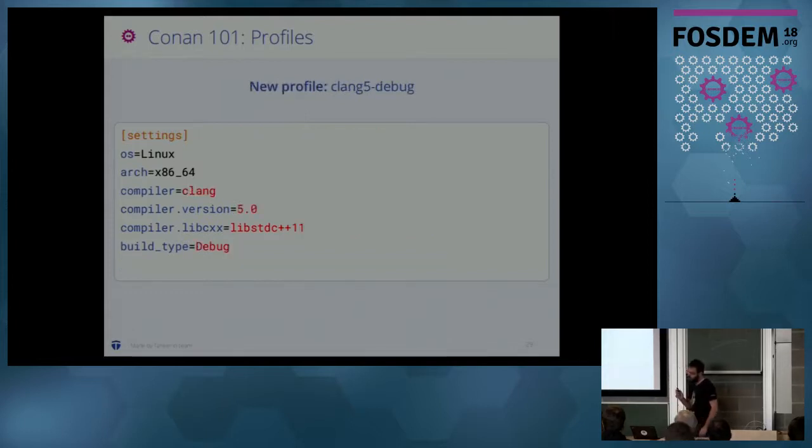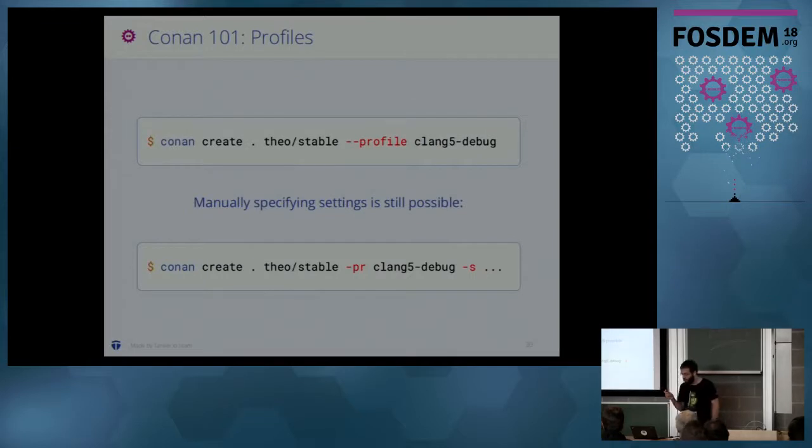So let's refactor our command line, and we'll use simply Clang version 5 with the newest ABI in debug mode. And now we'll simply rerun conan create, now with the double dash profile option, giving our profile. You can still use the -s option to specify settings to override the default ones, or the ones specified in your profile.